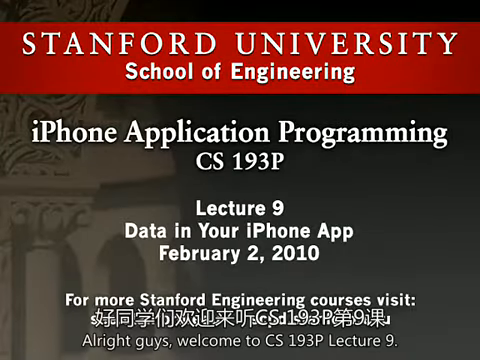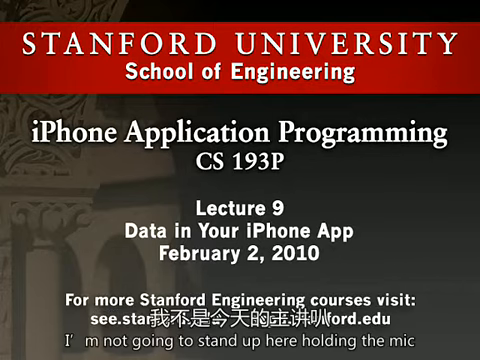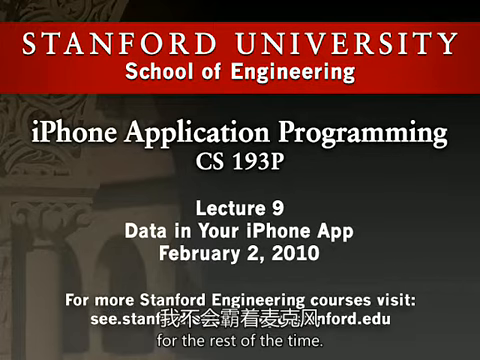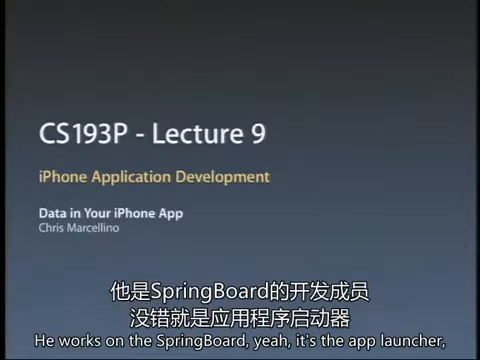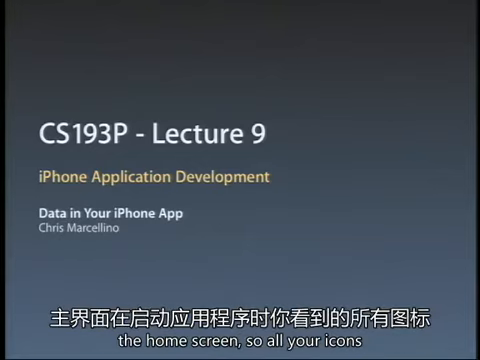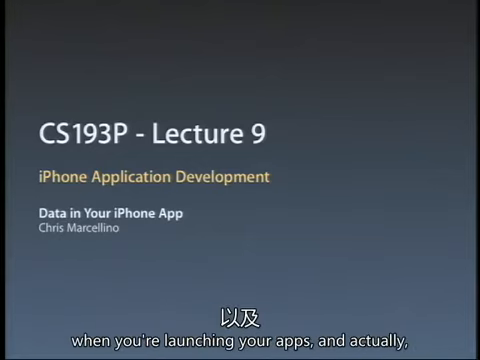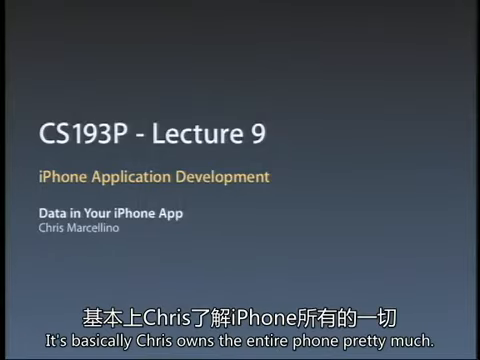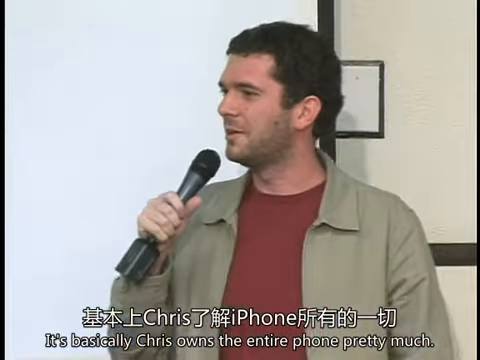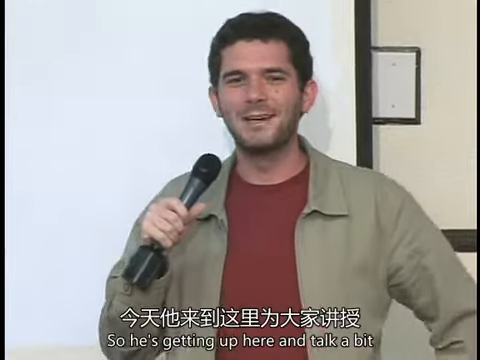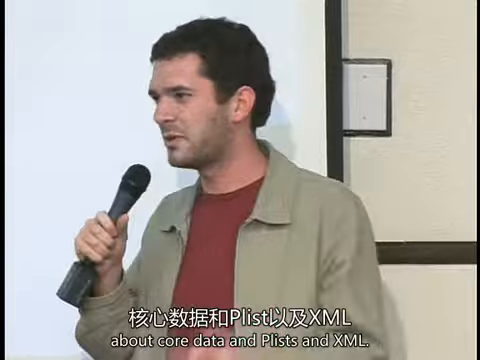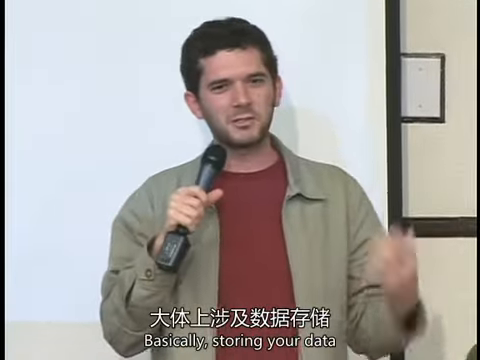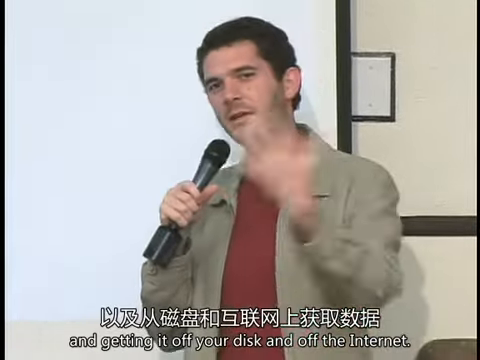All right, guys, welcome to CS 193P Lecture 9. I'm not going to stand up here holding the mic for the rest of the time. We've actually got a great guest lecturer today from Apple, Chris Marcelino. He works on the Springboard. Yeah, it's the app launcher, the home screen, so all your icons when you're launching your apps, and actually does pretty much everything. Chris owns the entire phone pretty much, so he can pretty much answer all your questions. He's going to get up here and talk a bit about Core Data and plists and XML, basically storing your data and getting it off your disk and off the internet.